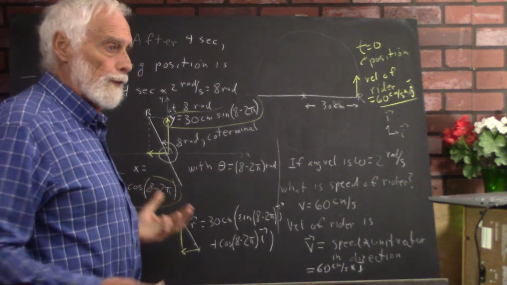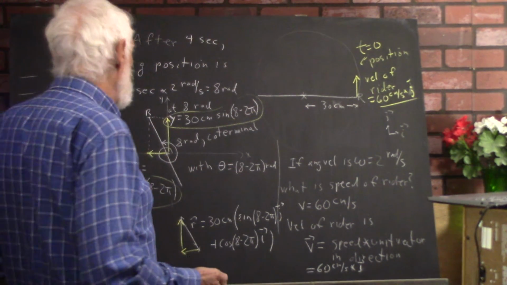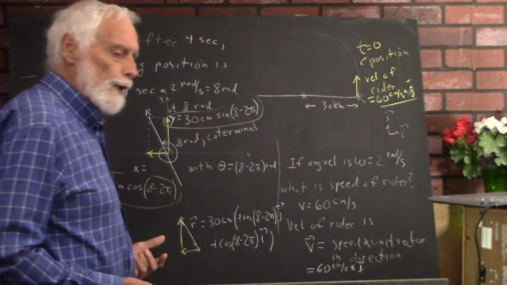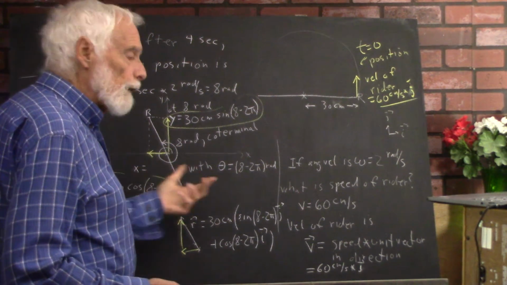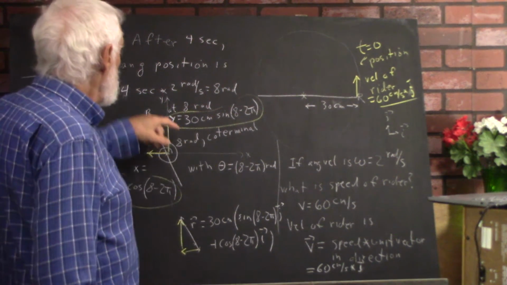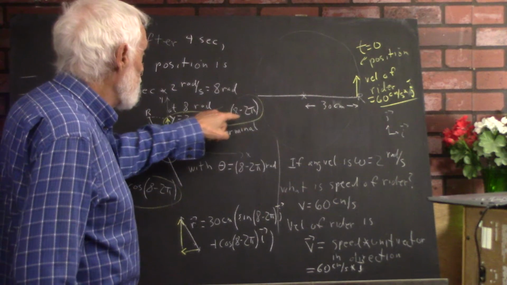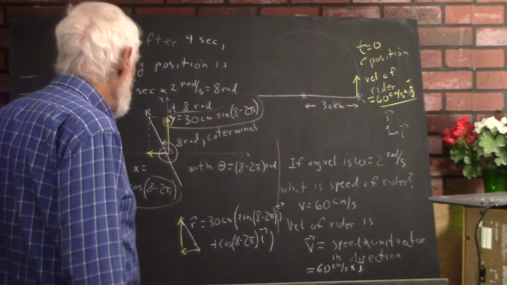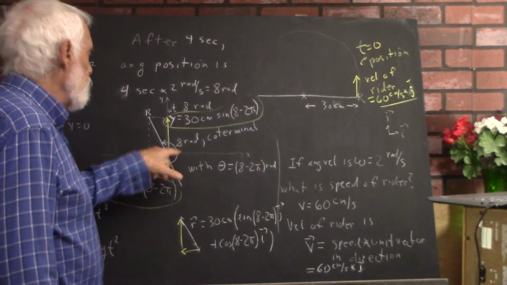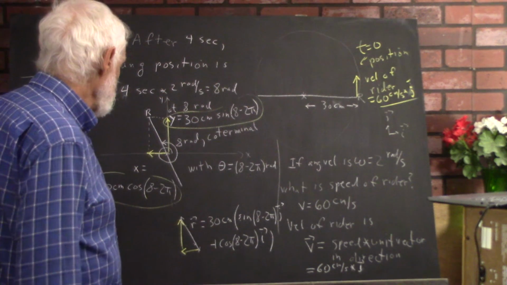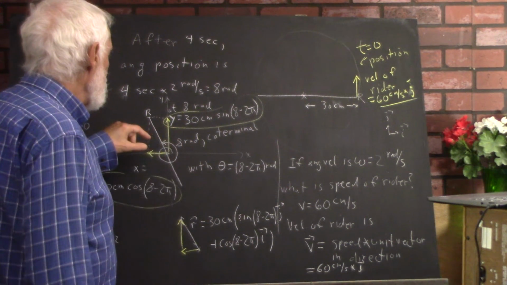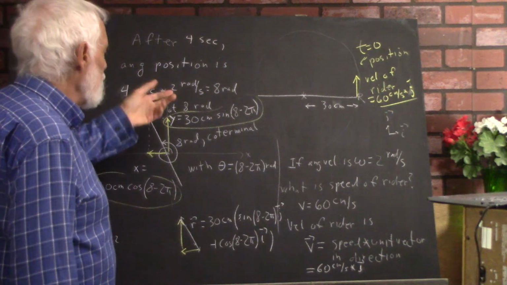You can have conversion factors. It's confusing. So we do calculus with angles in radians, and we do calculus in this course. Okay, so y is 30 centimeters times the sine of 8 minus 2 pi. So you've got 8 radians, and I use 8 minus 2 pi.